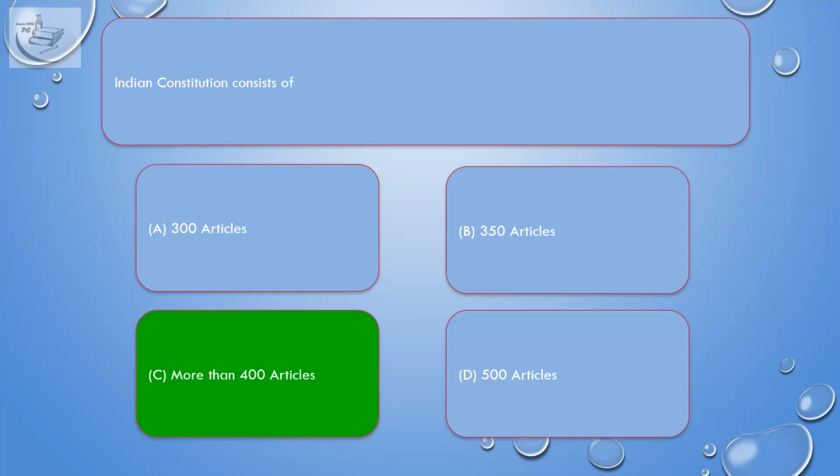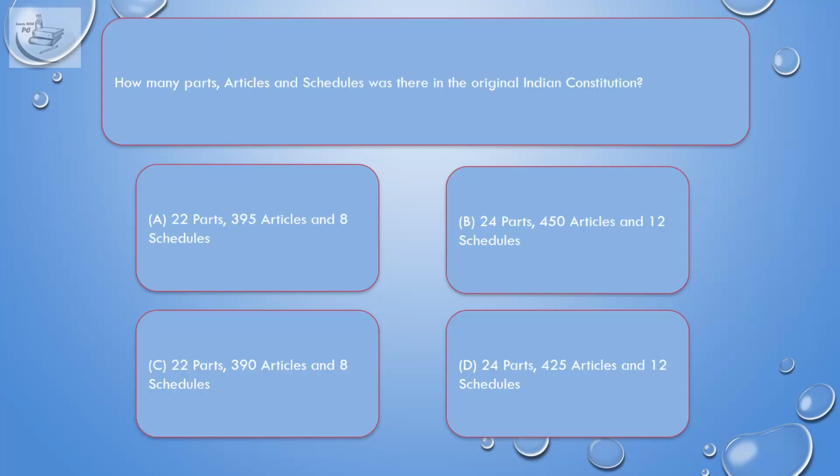Correct answer is C. more than 400 articles. Question: how many parts, articles and schedules were there in the original Indian Constitution? A. 22 parts, 395 articles and 8 schedules, B. 24 parts, 450 articles and 12 schedules, C. 22 parts, 390 articles and 8 schedules, D. 24 parts, 425 articles and 12 schedules.